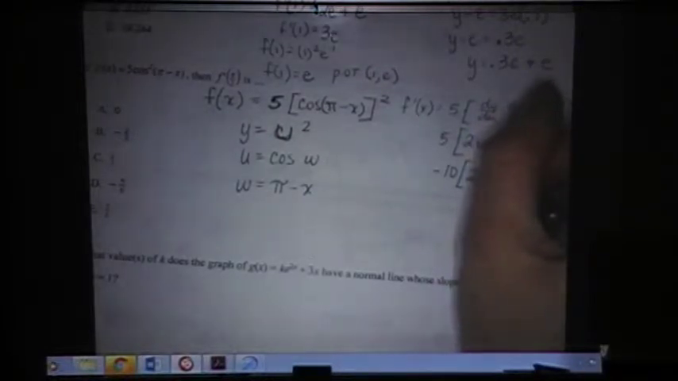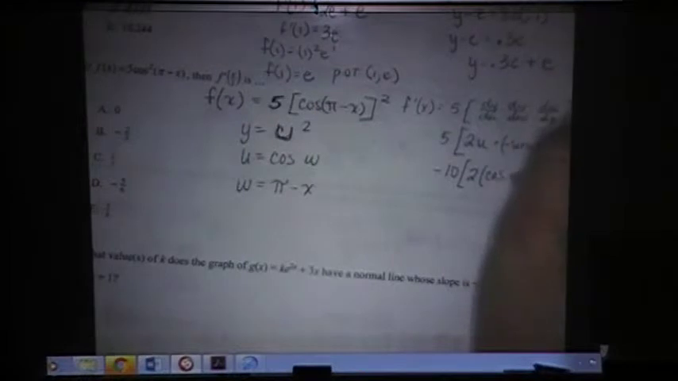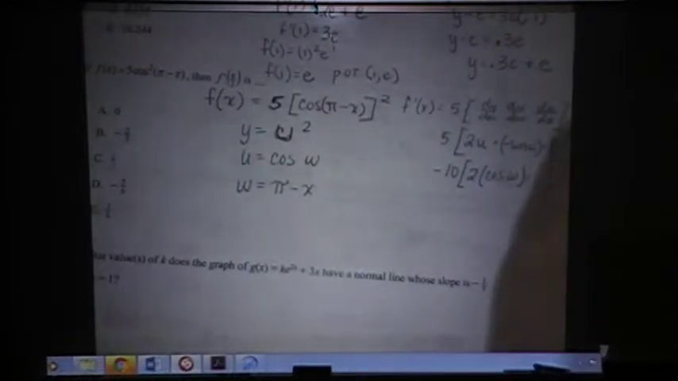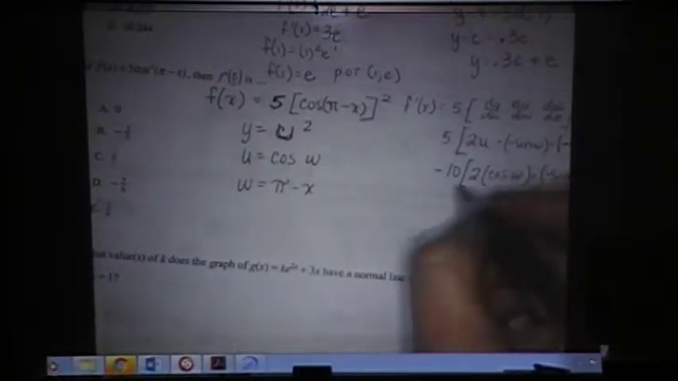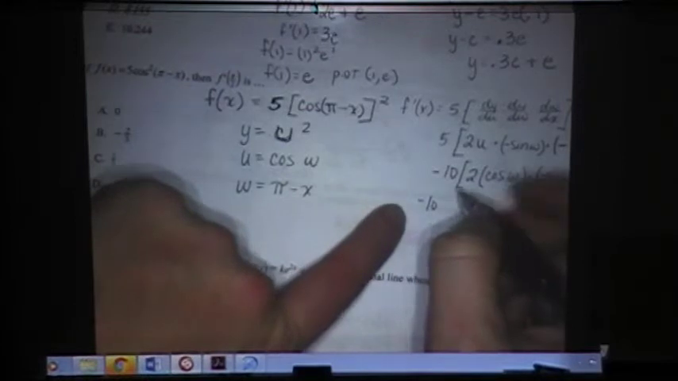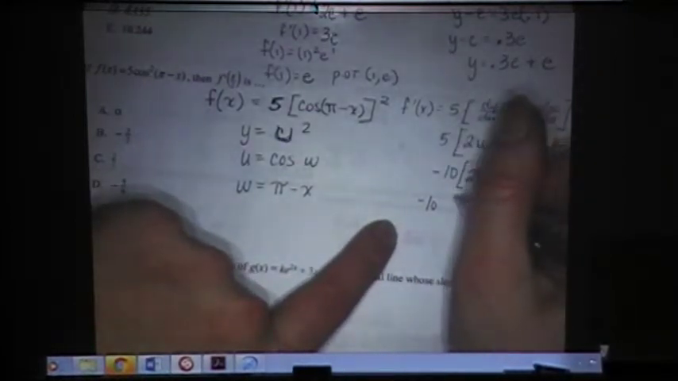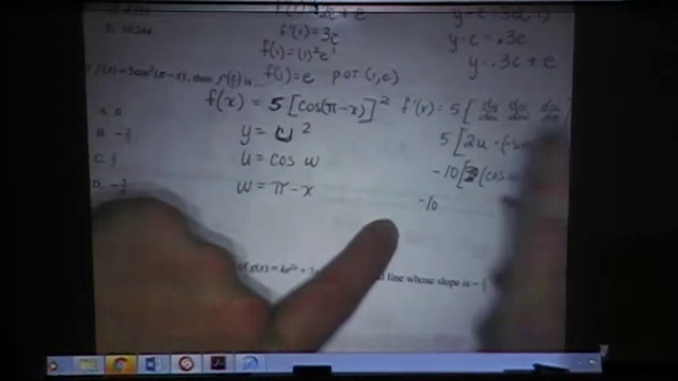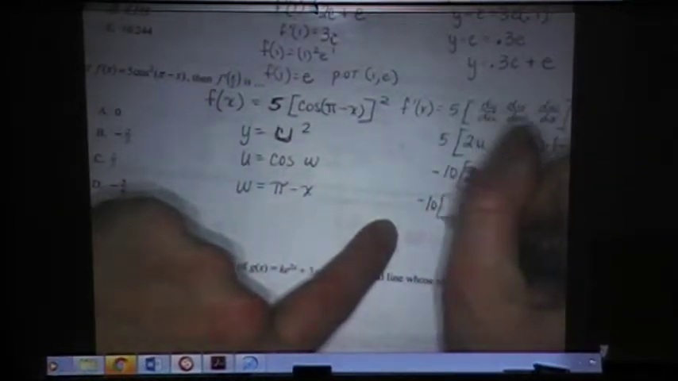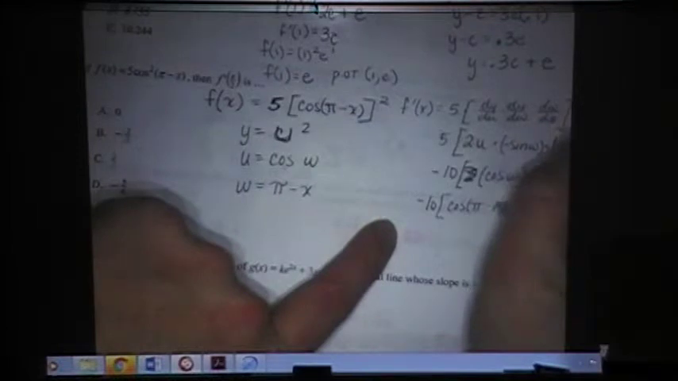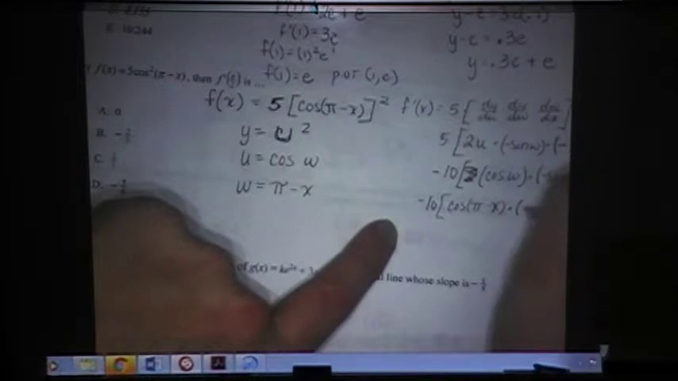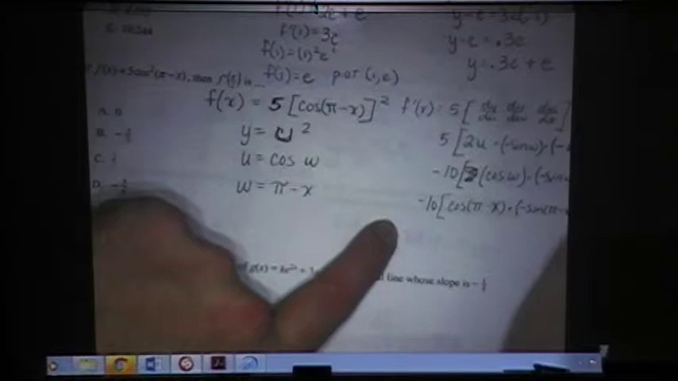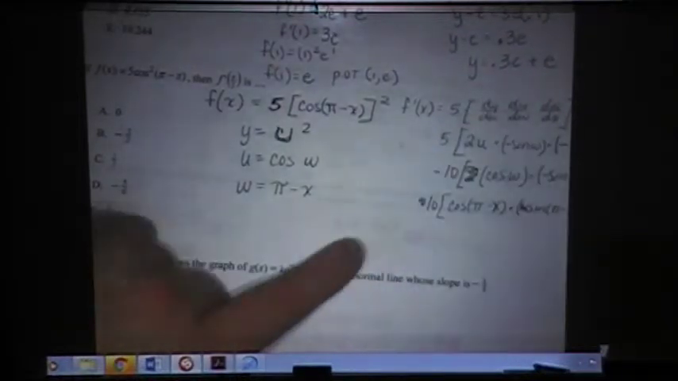2, and I'm going to plug back in u, which is cosine w, times negative sine w. And now I'm going to plug back in w. Negative 10. Oh, there's no 2, sorry, I already used it. Cosine of pi minus x times negative sine of pi minus x. I just realized I have 2 negatives, so I can cancel those. So now it's just 10.